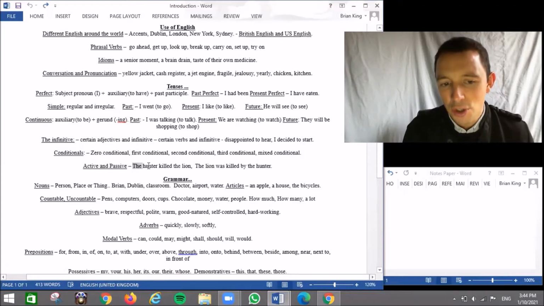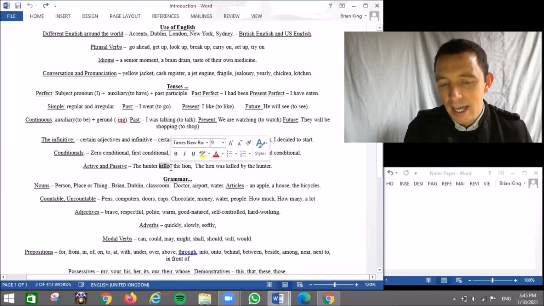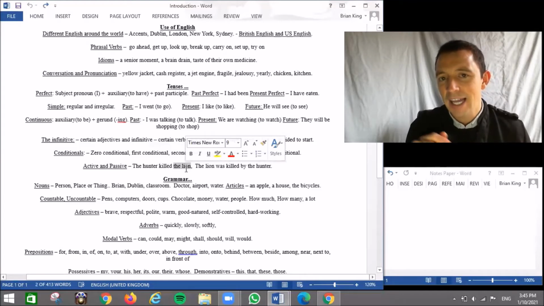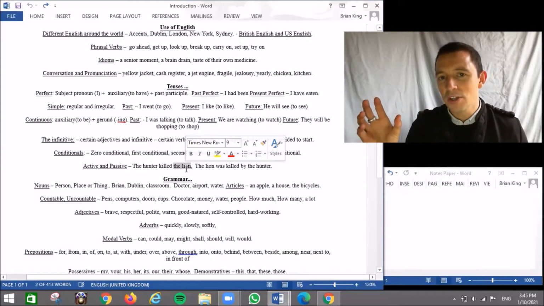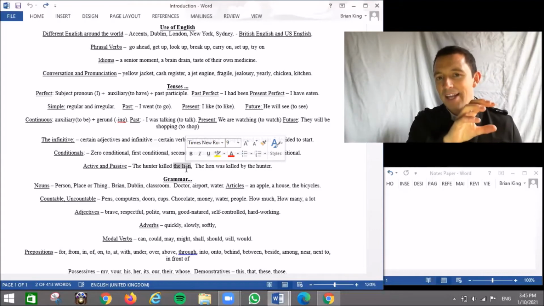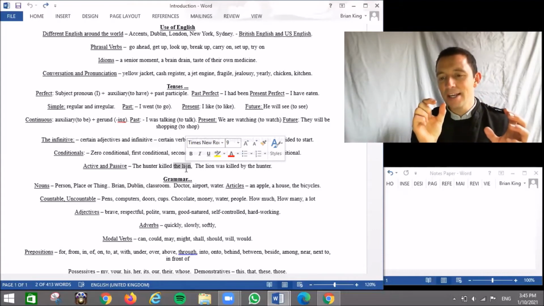And the active, it's el mismo en español: subject, the hunter, el verbo, the past simple, and the object. So the hunter, subject, verbo, killed, and the lion is the object. That's the active. And then the passive, you change the position. So you put the object at the start. So the lion, then you have auxiliary verb to be. And in this case, it's the past, the verb to be in the past, was, plus the participle of matar, kill, killed by the hunter.